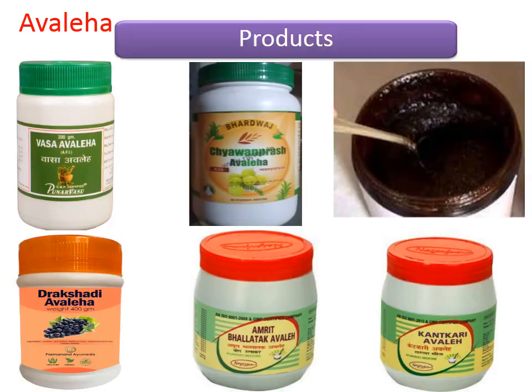These are the marketed formulations of Avaleha. Avaleha is very similar to Chyawanprash, and one of the formulations is Vasa Avaleha, specified for throat infections, cough, or asthma. Then, besides, there are other formulations like Drakshadi, Amrit Bhallataka, and Katakari Avaleha. As you can see here, the Avaleha appears to be very semi-solid or thick in nature.